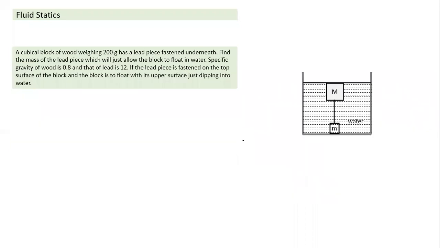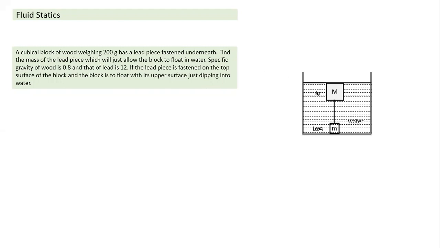Yes, sir. Okay, let's look at something like when two blocks are connected. When these two are connected, again, every time you look at a question, the first thing that should come to mind is that all are equilibrium questions. A cubical block of wood weighing 200 grams has a lead piece fastened underneath. So there's a wooden piece here and lead. One of them has lower density than water, the other has higher density than water. Find the mass of the lead piece which will just allow the block to float in water.